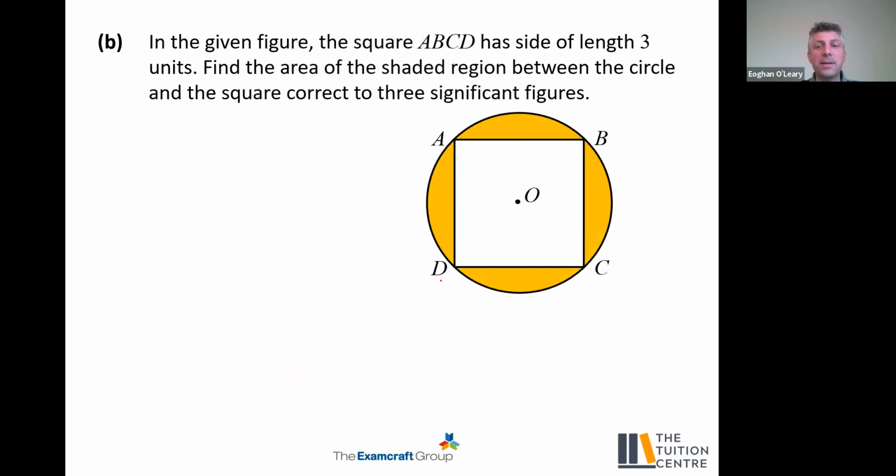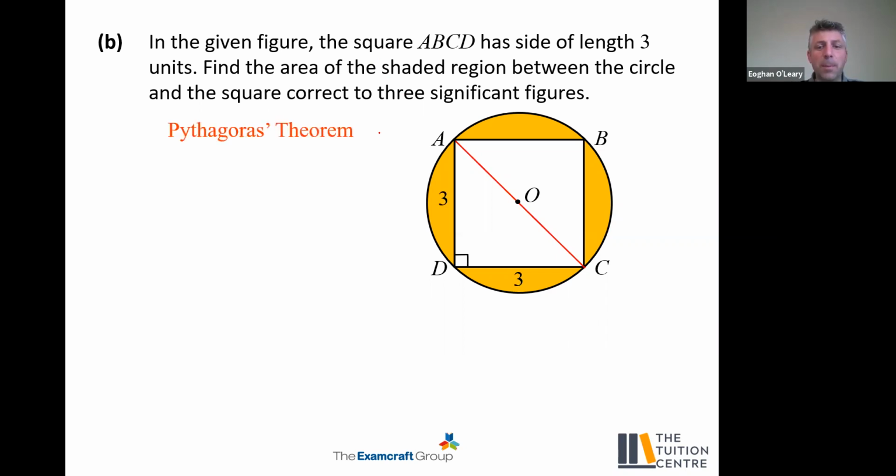Our last part is a bit of area, volume, a bit of geometry knowledge. It says in the given figure, the square ABCD has side lengths of 3 units. Find the area of the shaded region between the circle and the square correct to 3 significant figures. Okay, so what are we going to do? Well, it tells us the side length is 3 units. It's not saying centimeters or anything like that, but we can use that information to help us find the diameter of the circle, which is AC.